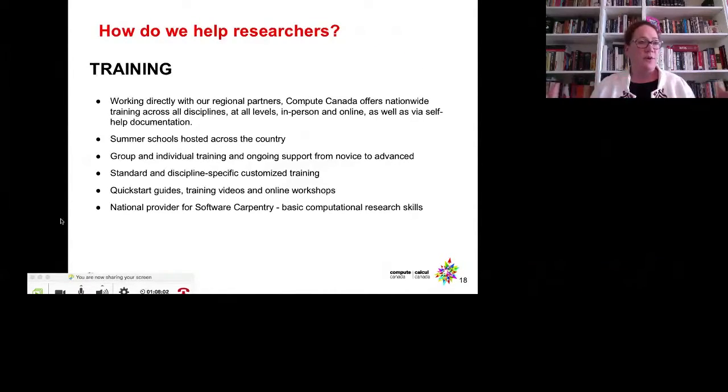So this is software carpentry with humanities or social sciences specific data sets, which would be very useful. Training videos, online workshops like we're doing here. Again, software carpentry, teaching basic computational research skills. How do I use the command line? What will that do for me? Why do I need it? So lots of different training opportunities, both within regional consortia and nationally. And the WestGrid website has loads of great resources for training on how to use everything.